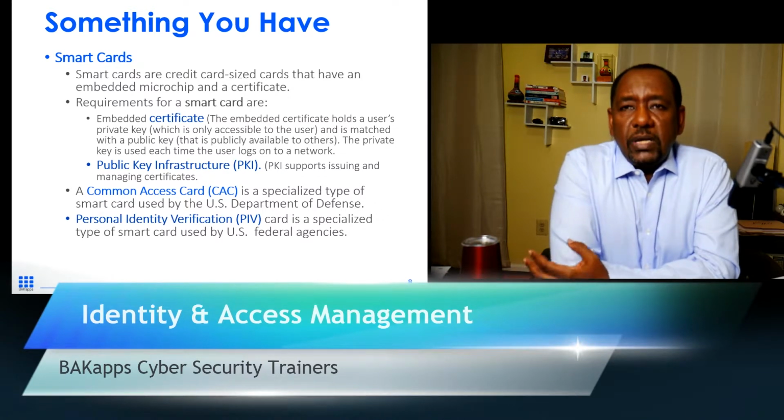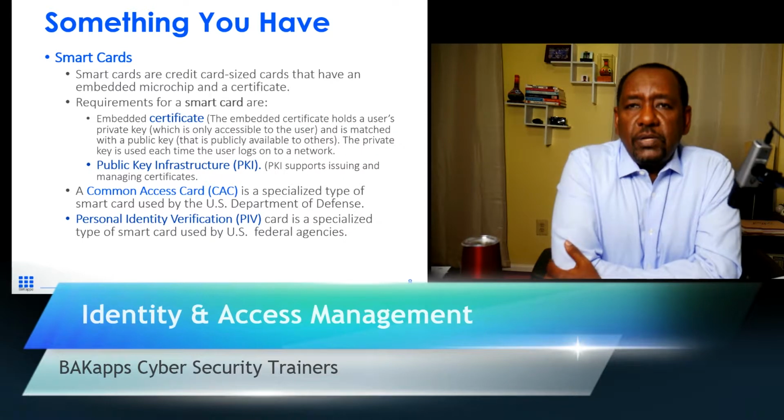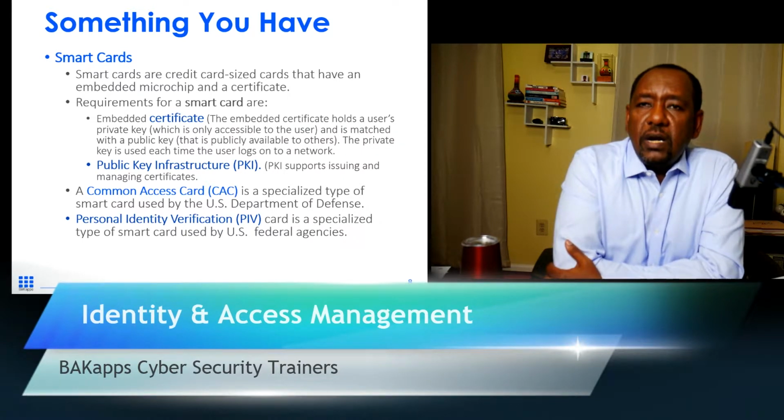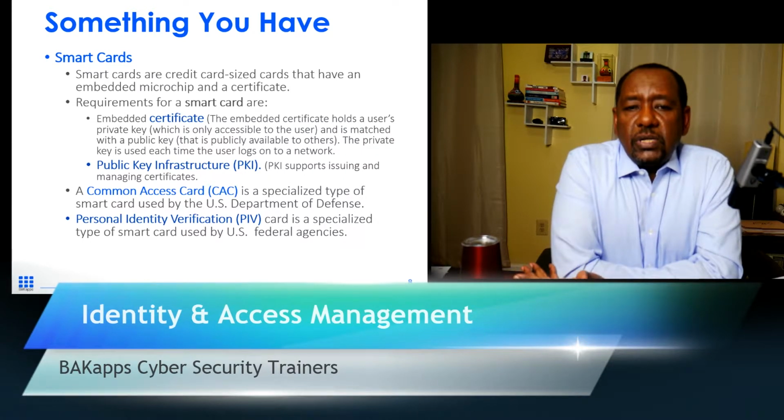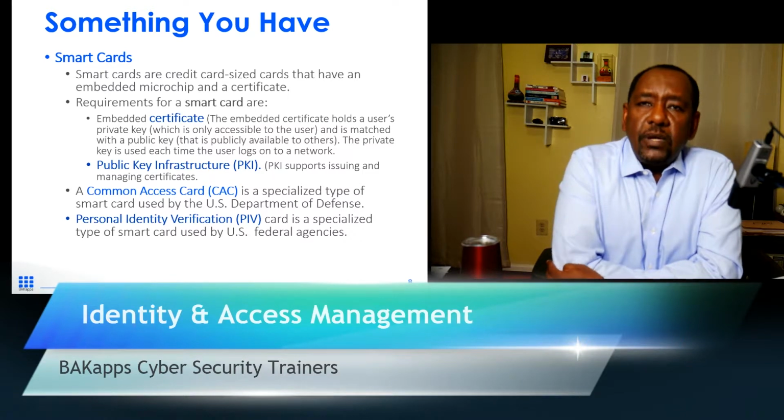The second one is usually used by civilian organizations. It is called a PIV, personal identity verification card. It is also another specialized card. It has smart chips. However, it doesn't hold your picture, or it holds less information compared to the common access card.